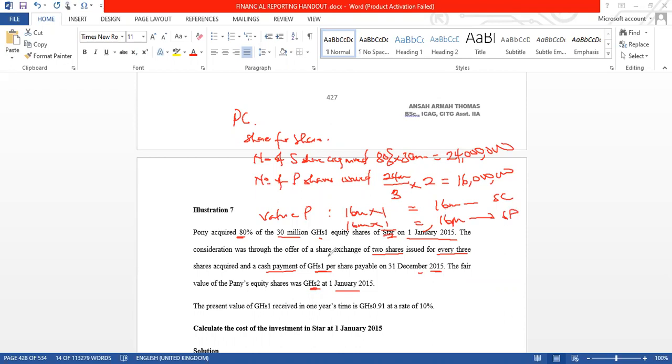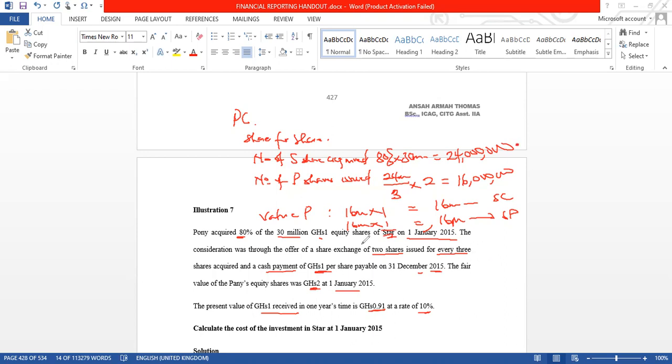All right. Then let's now go to the deferred. So they told us that the present value of 1 Ghana cedi in 1 year's time is this, at a rate of 10. Okay, so that is what we have. So this one, we don't need to stress ourselves that much. What is the amount? What is the number of shares that we are talking about here? They told us that we are going to pay cash of 1 Ghana cedi, 1 Ghana cedi per share. What is the number of shares we acquired? You know, it's here, 24,000.